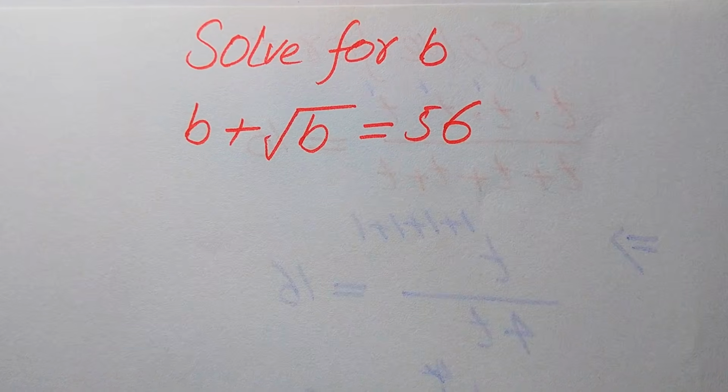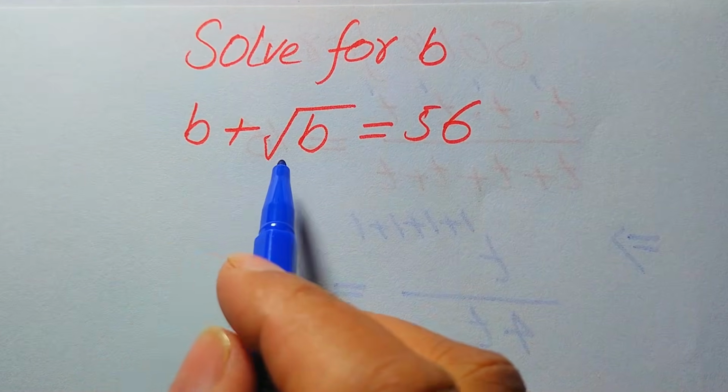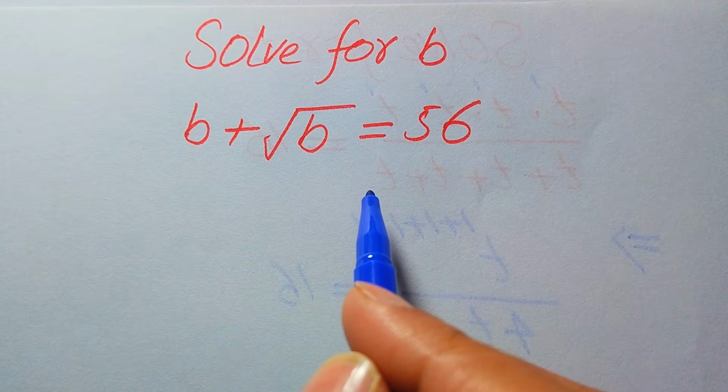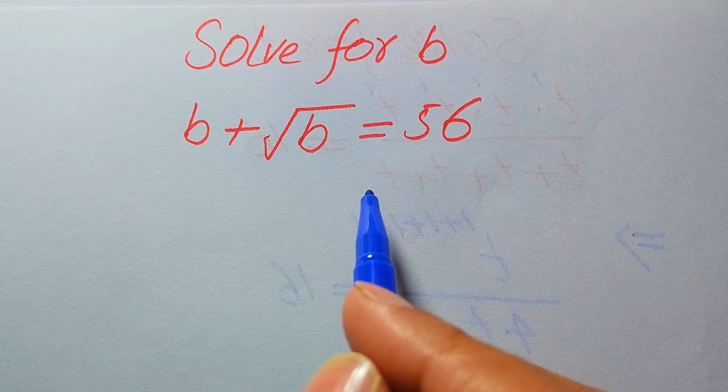Hello everyone, welcome to solve this nice math Olympiad algebra problem. Here we have b plus square root of b is equal to 56, and we solve this problem for all the values of b.